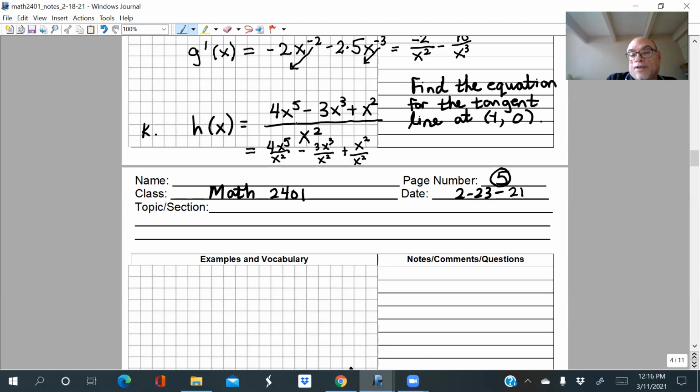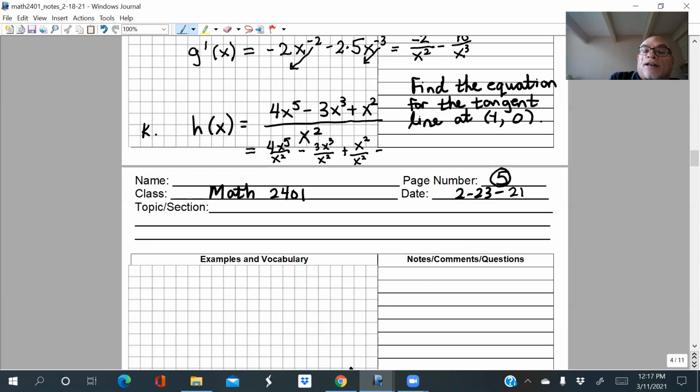So I broke this big fraction up as 4x to the 5th over x squared, minus 3x cubed over x squared, and then plus x squared over x squared. I'm allowed to do that because if you add fractions that all have the same denominator, you just keep the common denominator and add the numerators, right? Well, I just went in reverse here. I just broke this single fraction into 3 separate fractions, all of which have the same denominator, x squared.